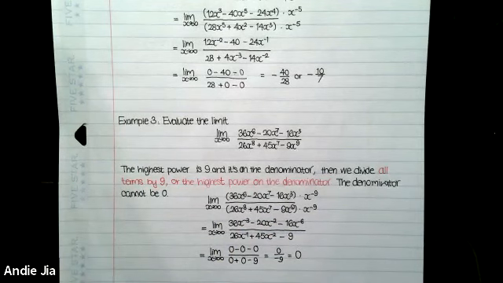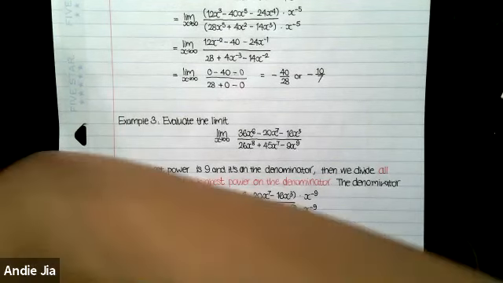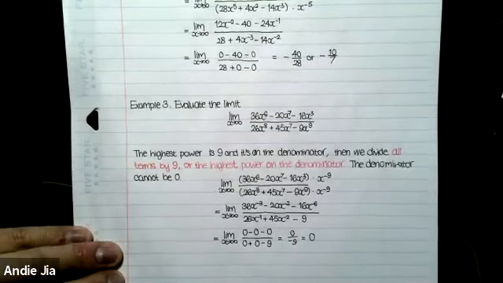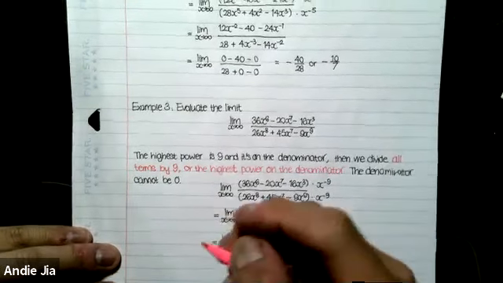So in this case, the highest power is on the bottom of the function. So we divide by the highest power on the bottom of the function.